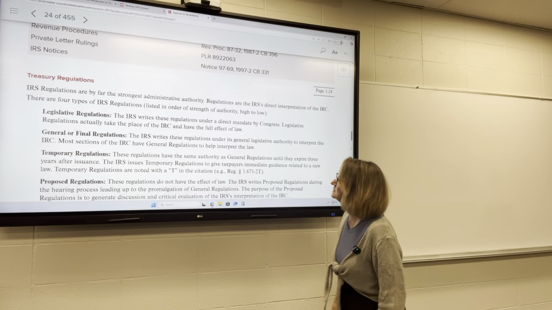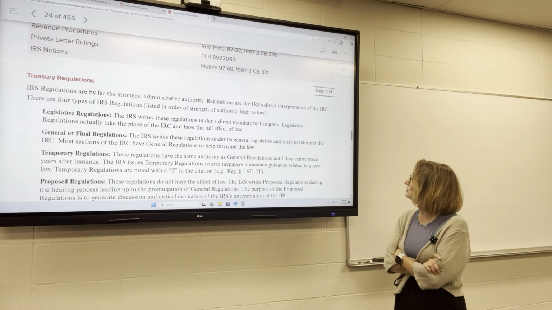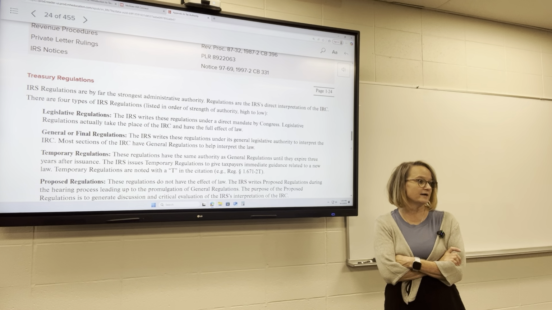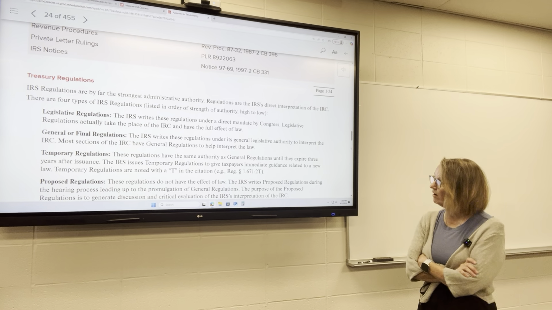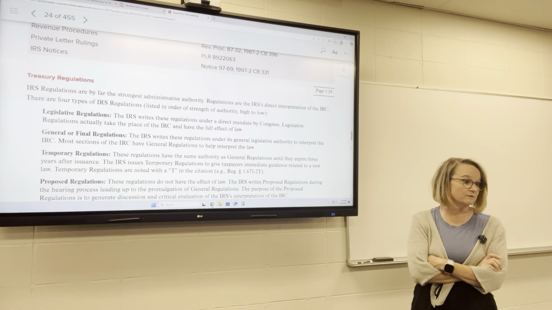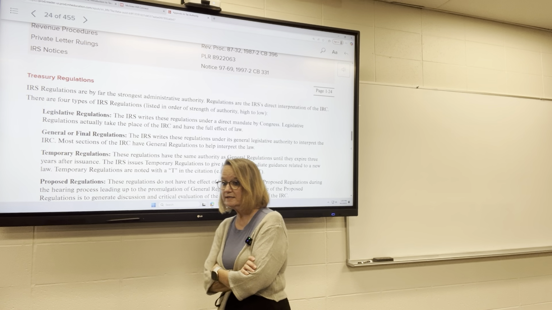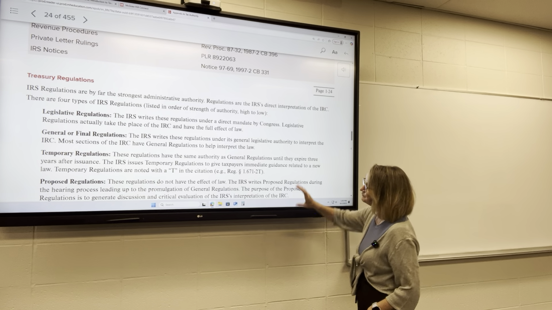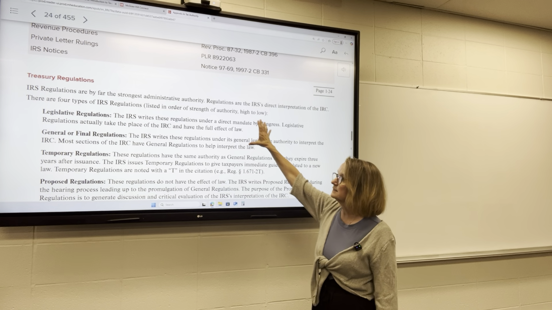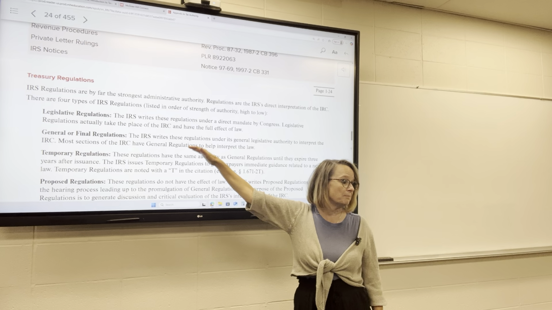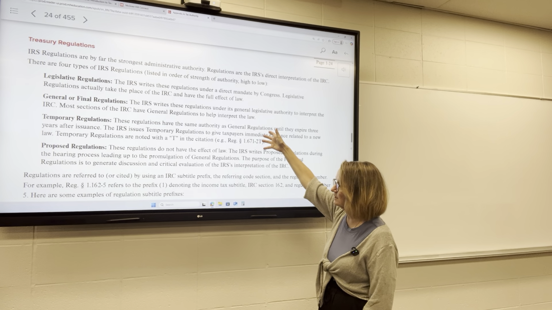General or final regulations are what the IRS writes under their general legislative authority. This is their interpretation of the IRC. It could be challenged. People could say, no, I don't agree with you, IRS, I think you're wrong. And people do all the time. They take the IRS to court. Most times the IRS is going to win, but not always. These help to interpret the law as well, but these are not legislative. They've not been mandated by Congress to make these regulations.